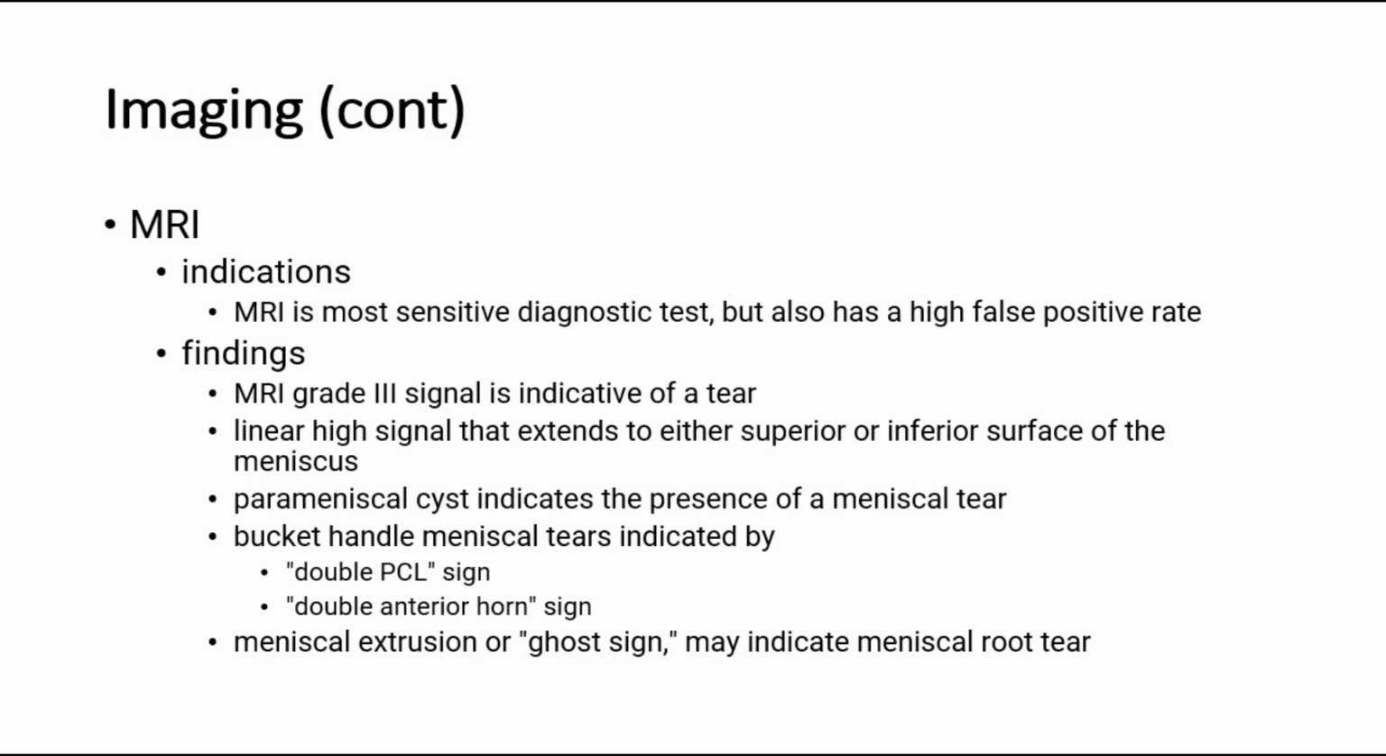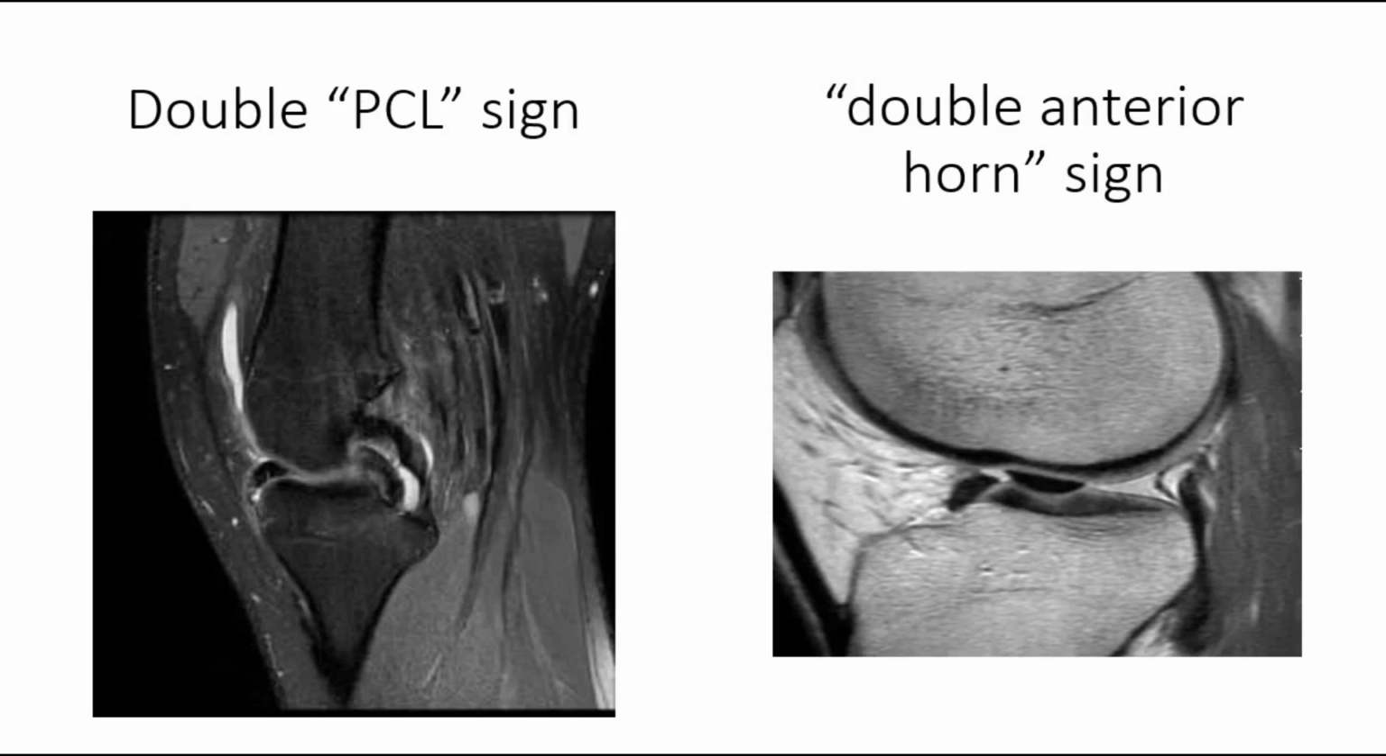Bucket handle meniscal tears are indicated by the double PCL sign and double anterior horn sign. Meniscal extrusion or ghost sign may indicate a meniscal root tear. The first picture shows the double PCL sign. The second picture shows the double anterior horn sign.